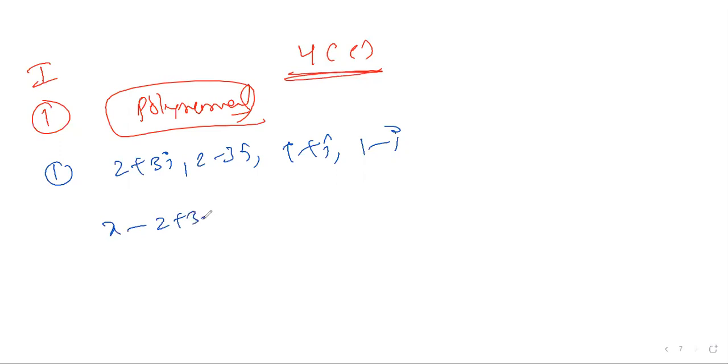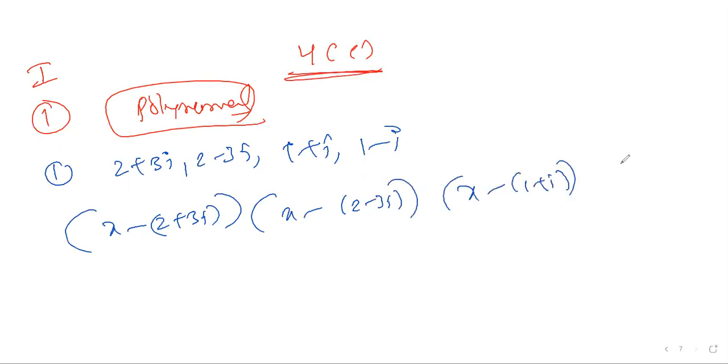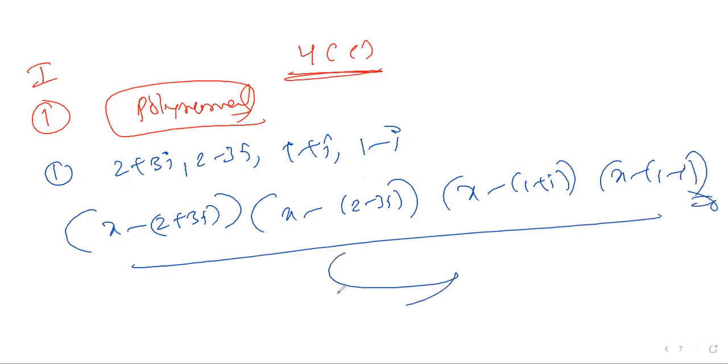What I can do is x minus alpha, x minus beta, x minus gamma, x minus delta is equal to 0. If you are a topper, you say please multiply. I don't want to multiply. That's all. You'll get a fourth order equation. That is the answer.